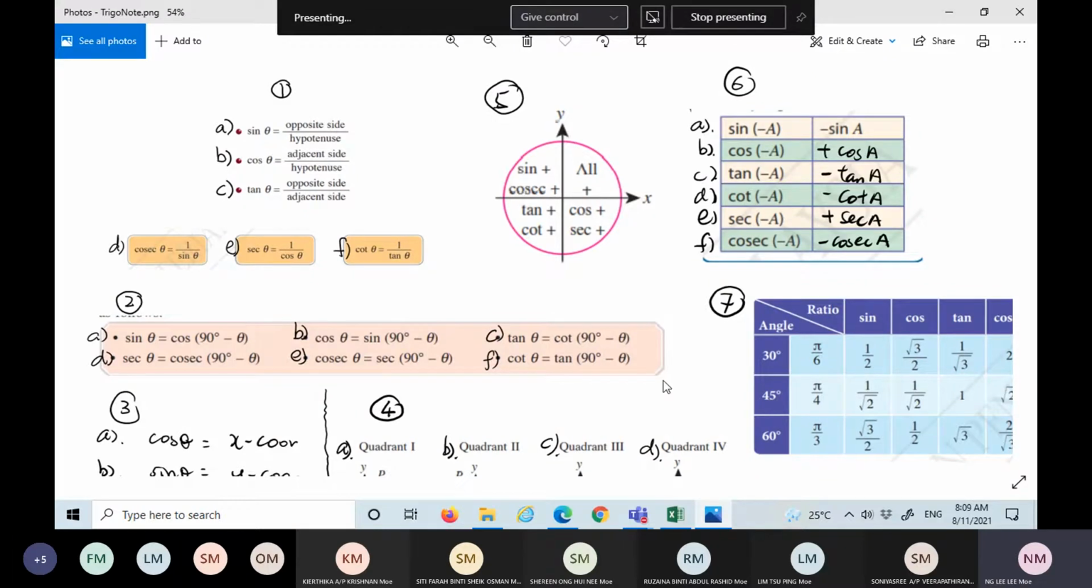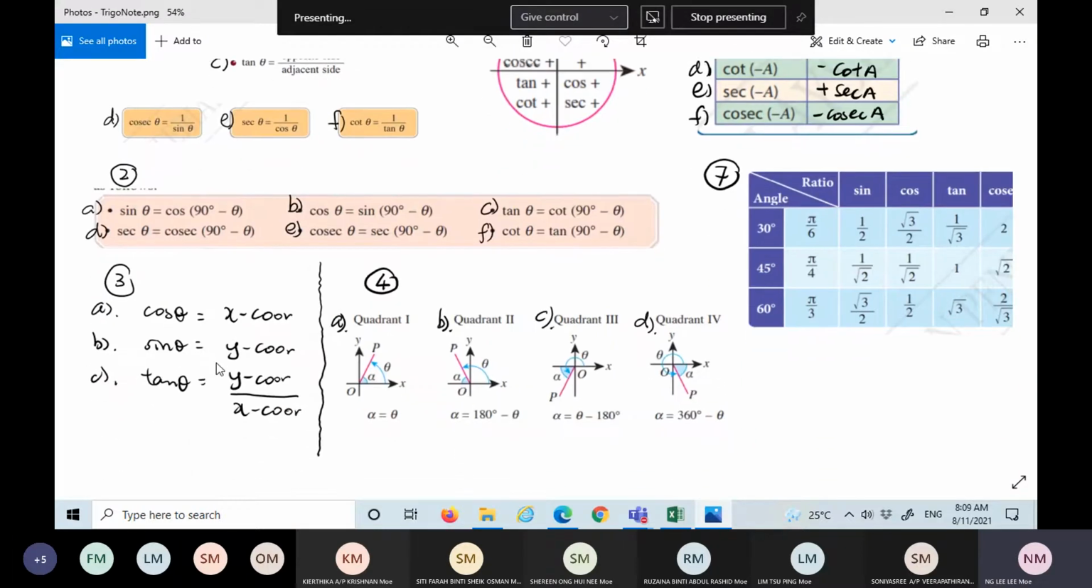Then we go to number three, which you have learned: use a unit circle to find the trigo ratio. So cos is the x coordinate, sine is the y coordinate, and then tangent is sine over cos, therefore y over x coordinate. So this is number three that you have to know. This number four is what we're going to learn for today.